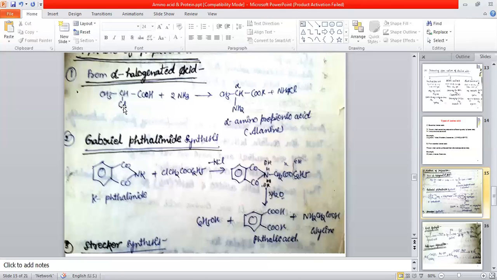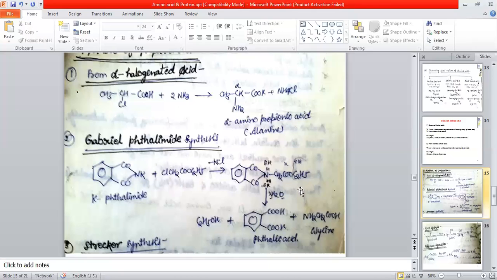The next one is Gabriel phthalimide synthesis. This one is also called a naming reaction. Firstly you have to learn this potassium phthalimide, and it will react with this particular compound. What will happen? KCl will be eliminated. You will get N CH2 COO C2H5.